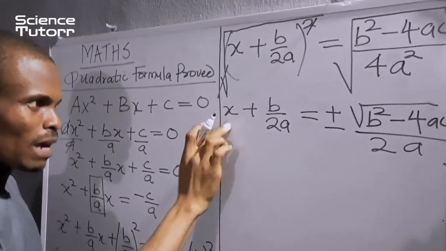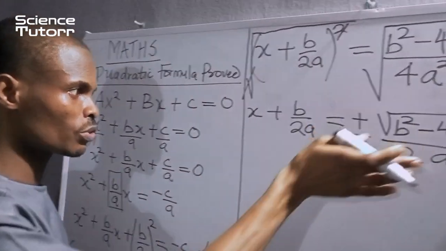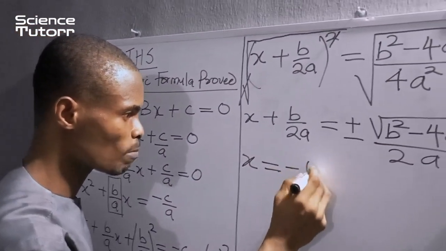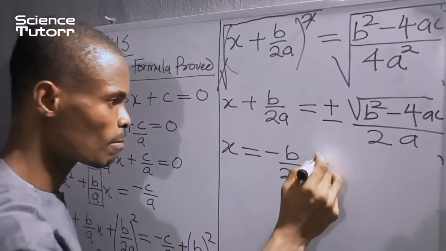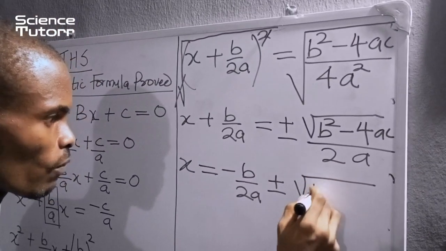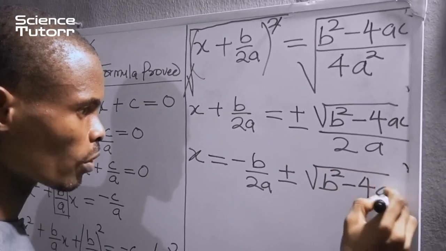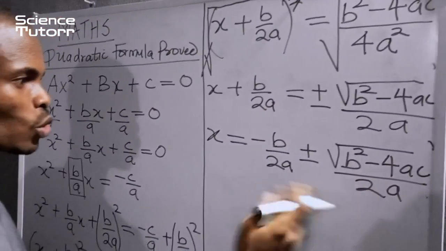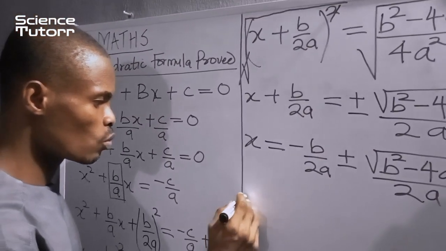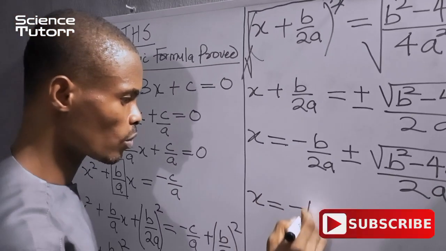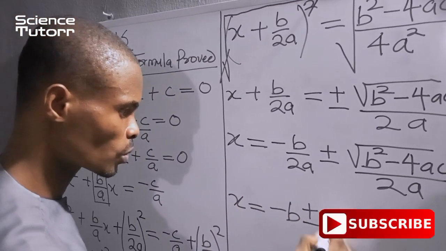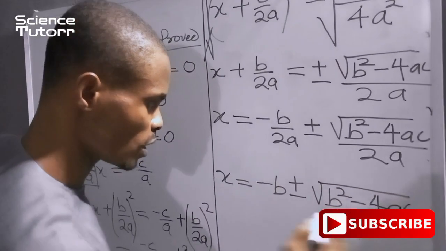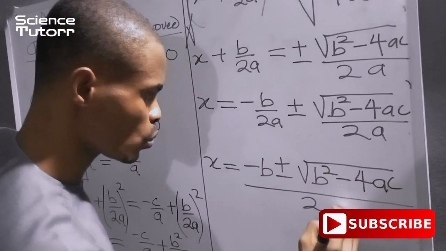So you can see we have like terms here, but first of all, let's make x the subject by moving b over 2a to the right hand side. So it becomes x is equal to minus b over 2a plus or minus the square root of b squared minus 4ac all over 2a. The denominators are the same, so we pick one. At the end of the day, we have x equal to minus b plus or minus the square root of b squared minus 4ac all over 2a.